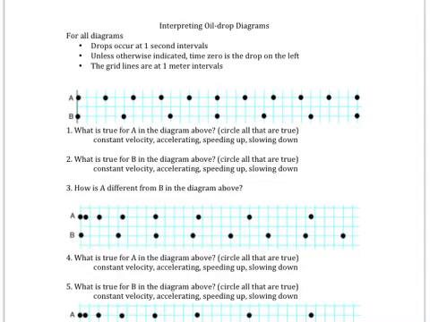Let's start off with number 1. What is true for A in the diagram above? Well, each time I look at A, it goes the same distance. It goes 3 meters. And remember, we're to assume these drops occur every 1 second, and unless we're told otherwise, we're moving this way. So what would be true in this case? It would be traveling at a constant velocity.